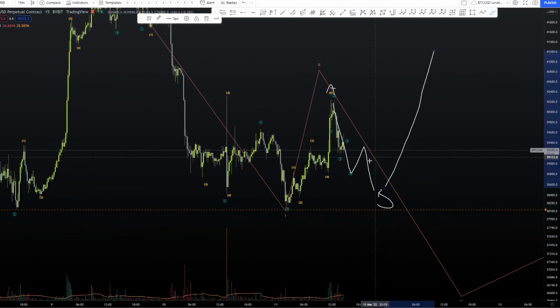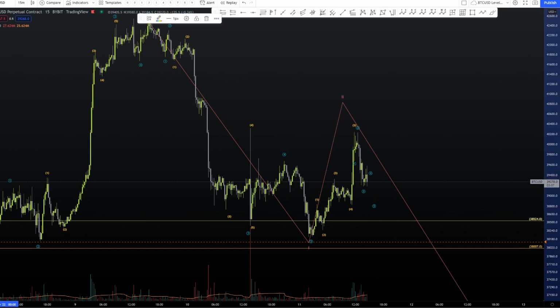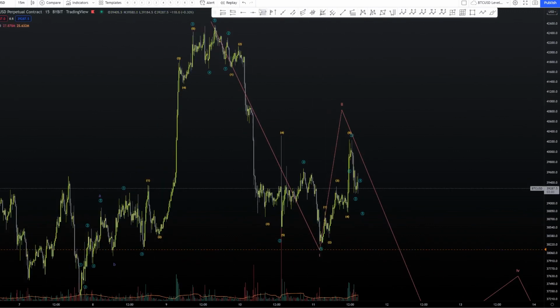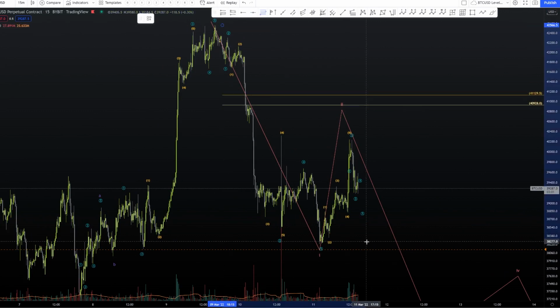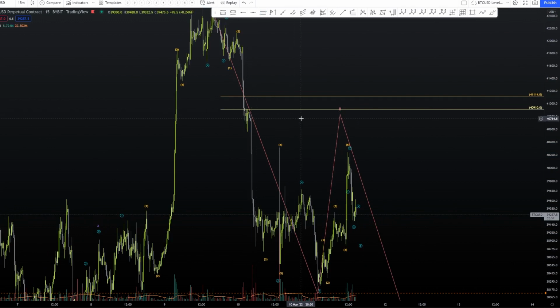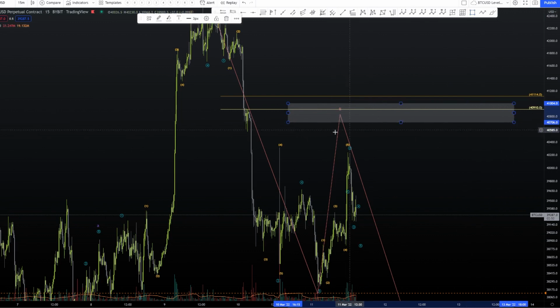And the level I'm going to be looking at if we do come a little bit higher, first of all, would be the golden pocket, which would be pulled from this high right here to this low. And that would be right above this order block right here. So kind of between this order block and this golden pocket is where I'd be looking out for this wave 2. That would be the first target.